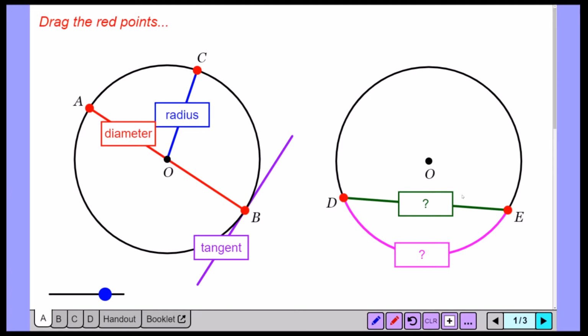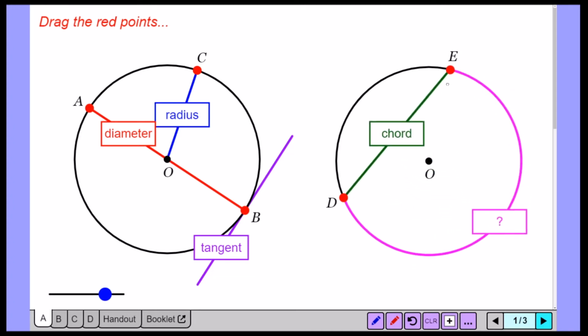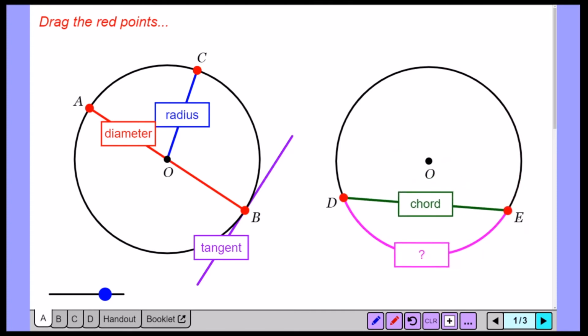In our second circle, the line DE, which goes from one point on our circumference to another, is called a chord. Lastly, the curved part of the circumference between these 2 points is called an arc.